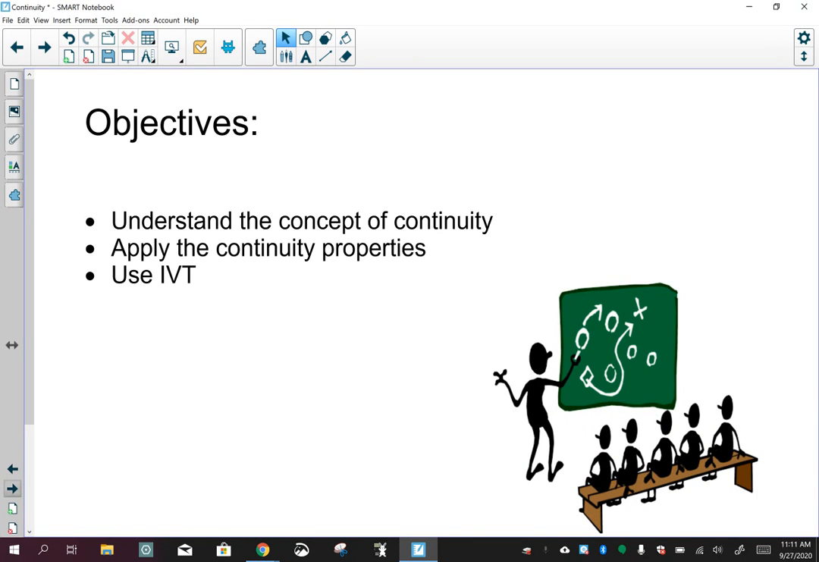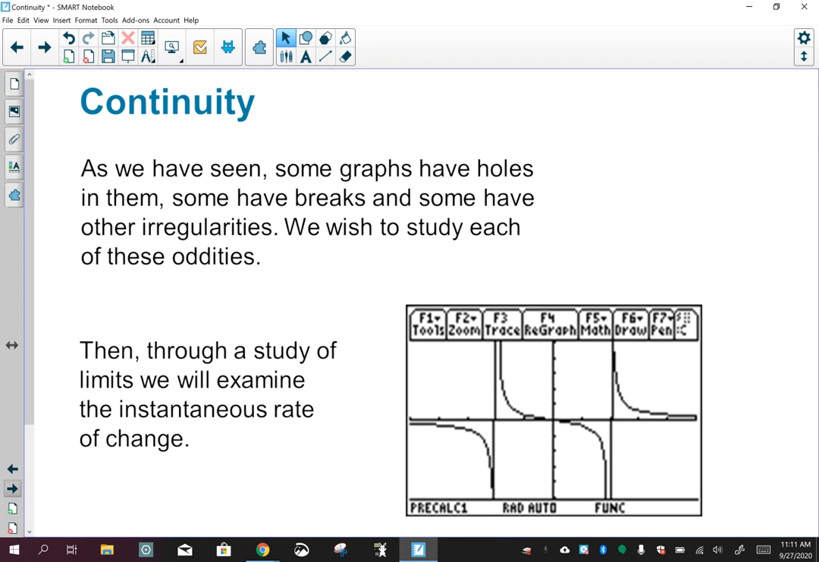So, this is what we're going to be looking at through this whole entire section here. We're going to understand the concept of continuity. We're going to apply the continuity properties, and then we're going to use IVT, the intermediate value theorem. And when I get to that, we'll talk more about that. Okay. So let's start with what is continuity.